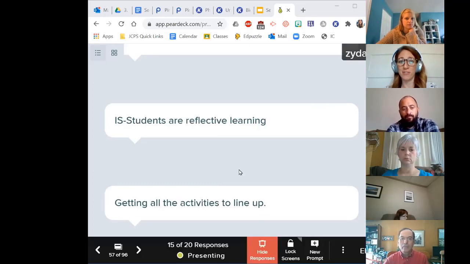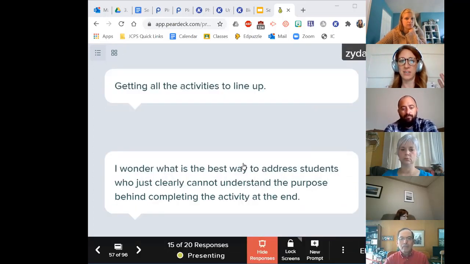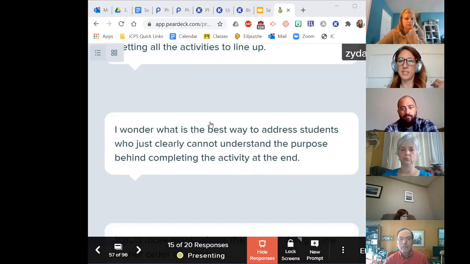So students are reflective learners, getting all the activities to line up. I wonder what is the best way to address students who just clearly cannot understand the purpose behind completing the activity at the end.